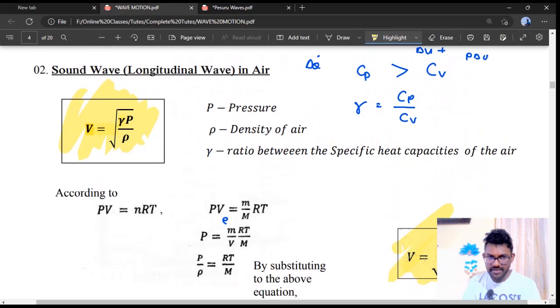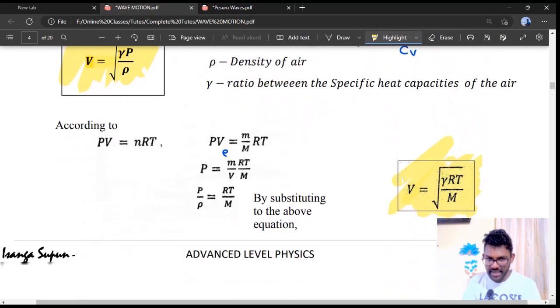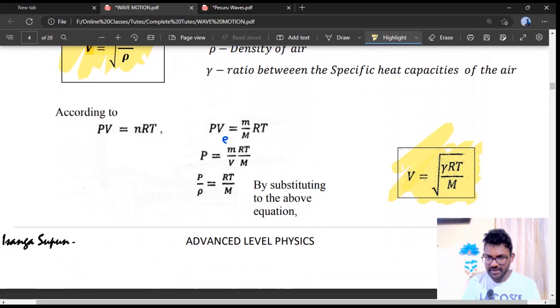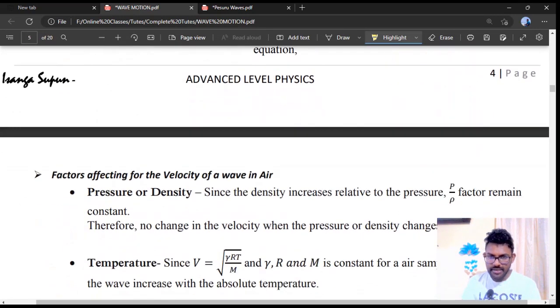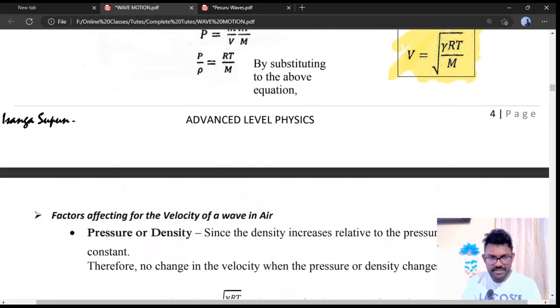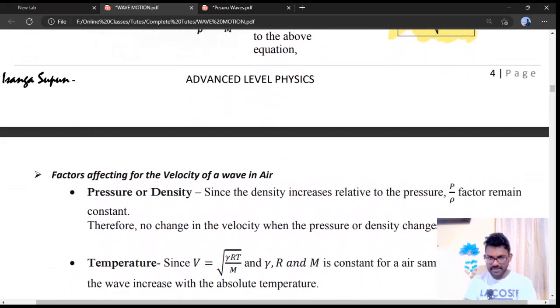Now we know that it depends on the pressure and the density, and using PV equals nRT, we can even derive it as RT over M. The first parameter is the pressure and the density. Since the density increases relative to the pressure, what happens? What will happen if you increase the pressure of a gaseous system? We can increase the pressure by reducing the volume.